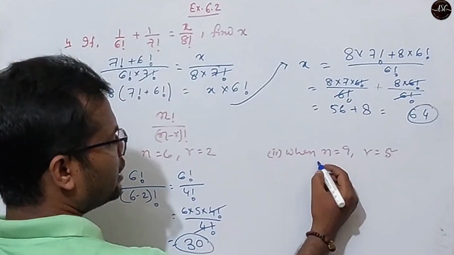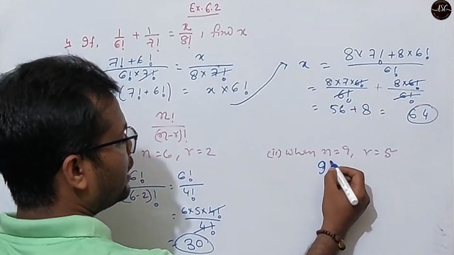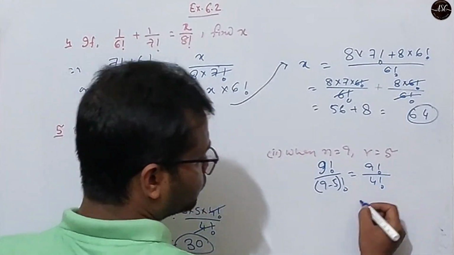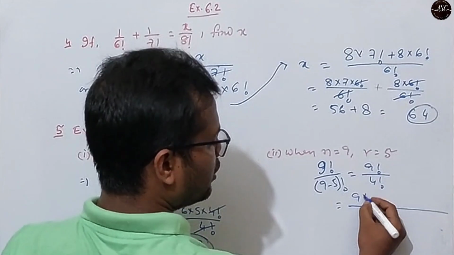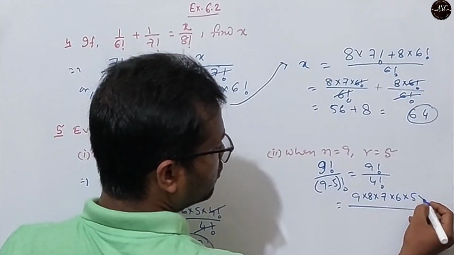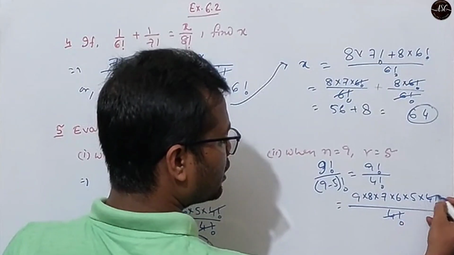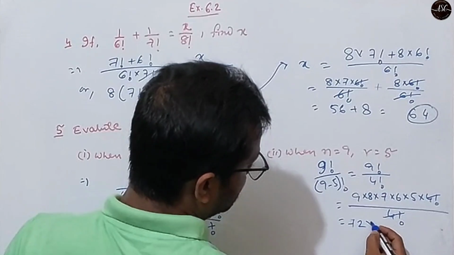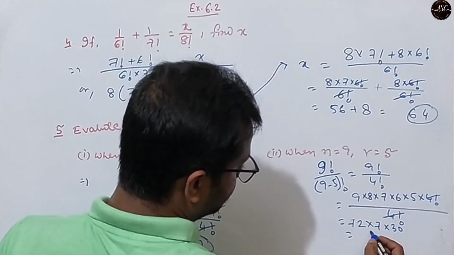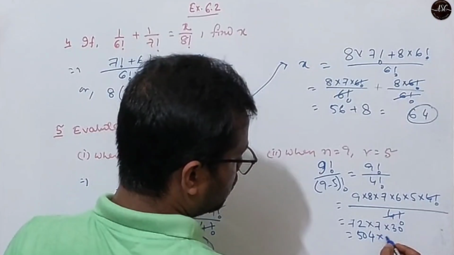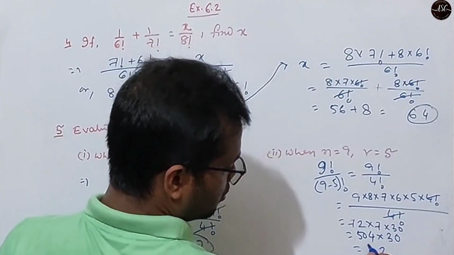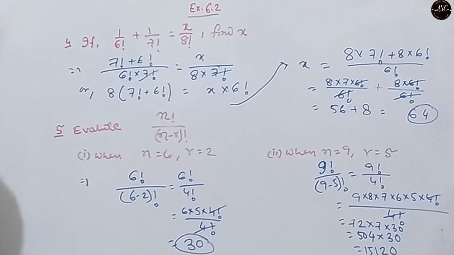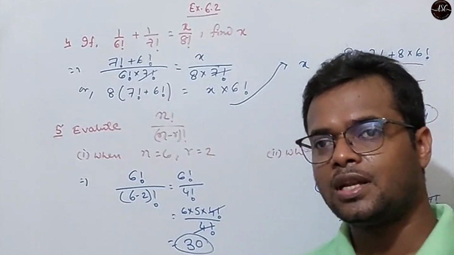And for this, here just putting the values of n and r. n factorial equal to 9 factorial. (n minus r) equal to (9 minus 5) factorial. So 9 factorial divided by 4 factorial. So 9 factorial can be written as 9 into 8 into 7 into 6 into 5 into 4 factorial divided by 4 factorial. 4 factorial can be cancelled, and here the value will be 72 into 7 into 30, I mean 504 into 30. Just multiply this, 15,120.